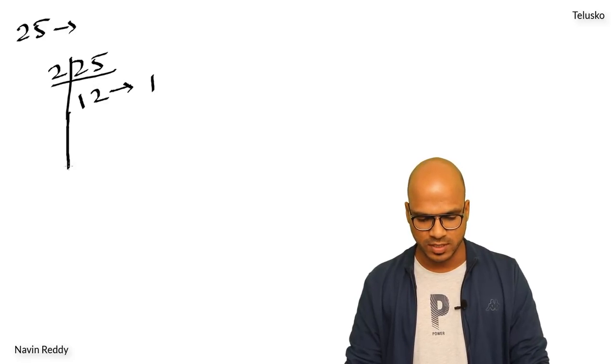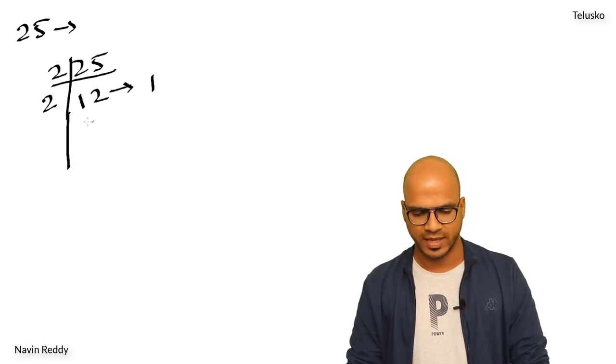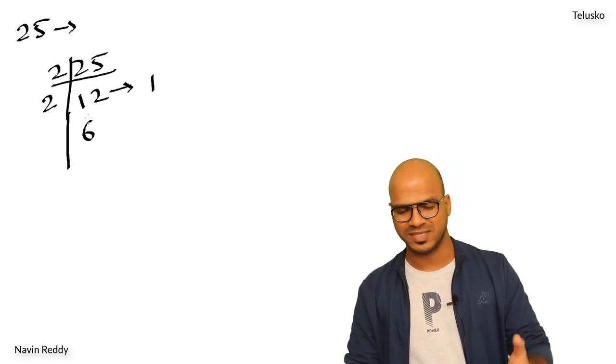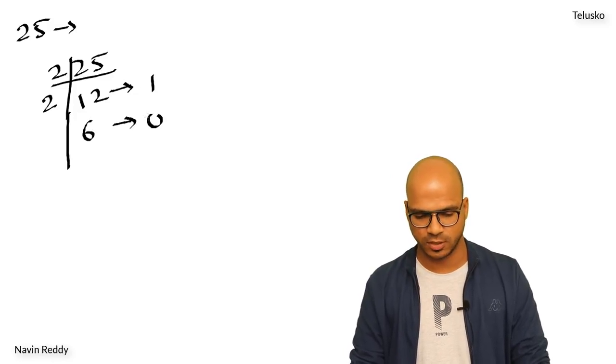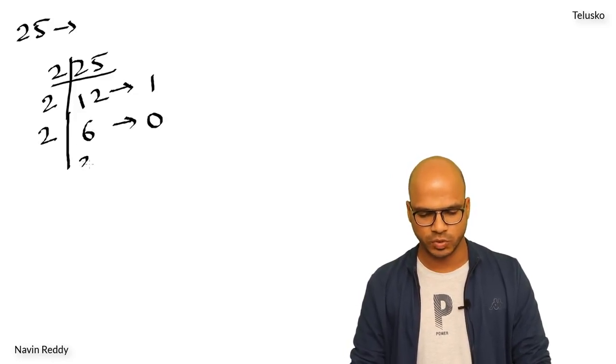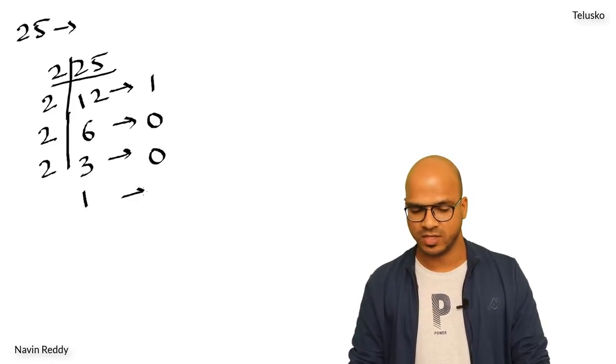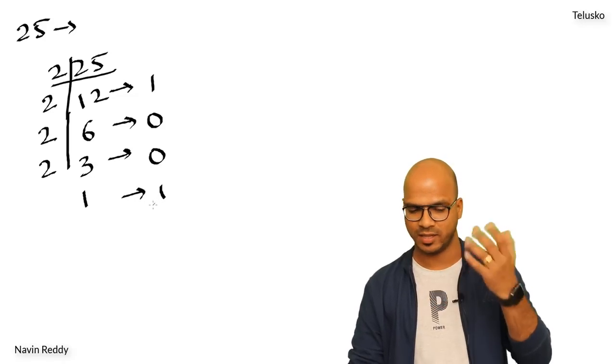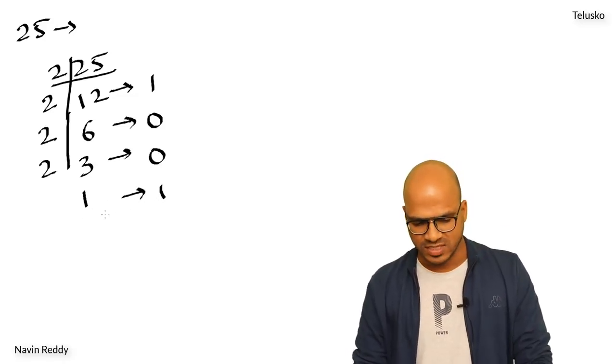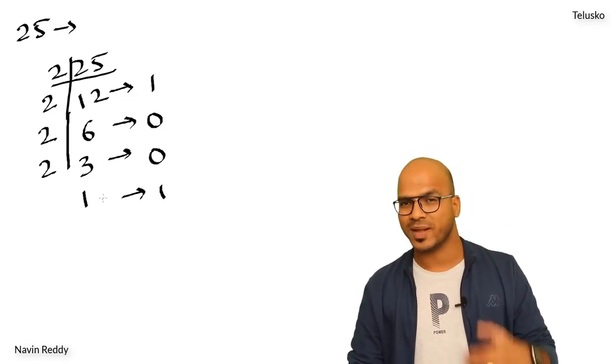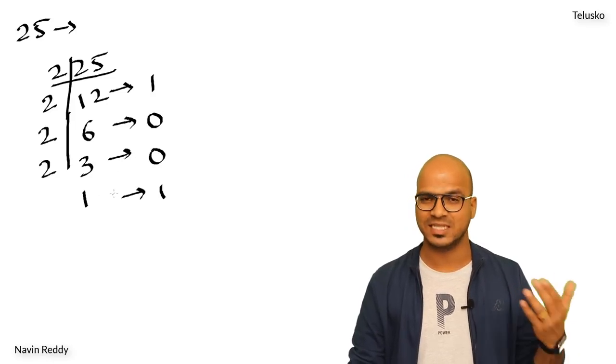You have to continue this. You say 2 into 6, you will get 12, so the remainder is 0. Then we have 2 into 3, the remainder is 0 again. And then we got 2 into 1, where the remainder is 1 in this case, because 2 into 1 is 2, and then 3 minus 2 is 1. Now these are your numbers, so this is your binary format. This is how you convert from decimal to binary format.